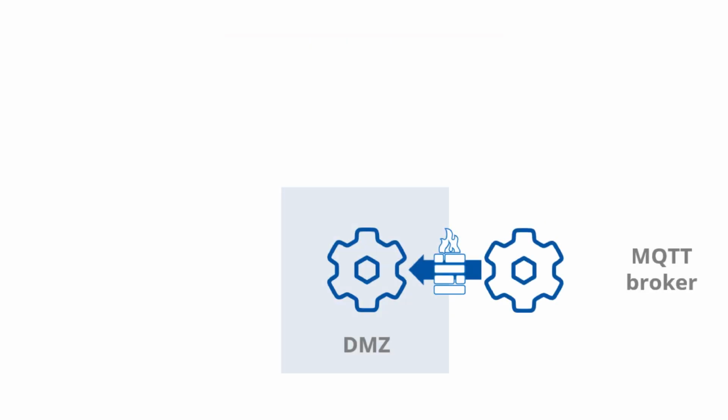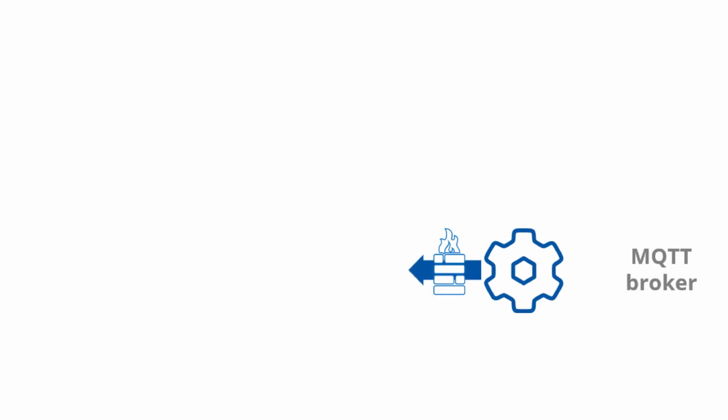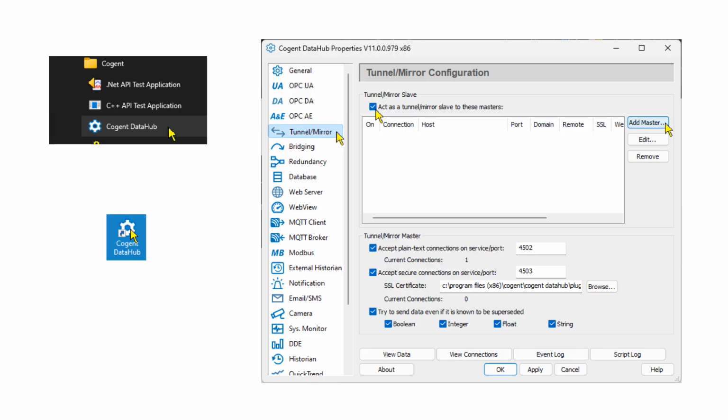Next, we will connect the third DataHub instance to the DMZ. Move to the third computer, on the MQTT Broker side. The DataHub instance on this computer will also be configured as a tunnel slave, connecting outbound to the tunnel master on the DMZ. On this third computer, outside the DMZ on the broker side, start the DataHub instance and select the tunnel/mirror option. Make sure the Act as a tunnel/mirror slave option is checked, then click the Add Master button to add a tunnel master.